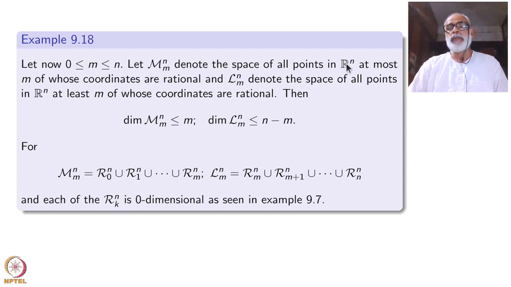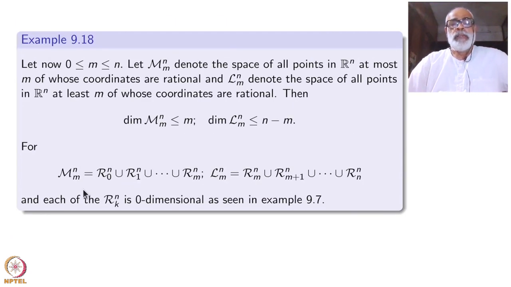Okay, n is the total dimension Rn. This m denotes how many coordinates are rational and how many coordinates are irrational here. The first part is for at most m of them are rational. The second part is at least m of them are rational. Then dimension of curly M is less than or equal to m. Dimension of curly L is less than or equal to n minus m.